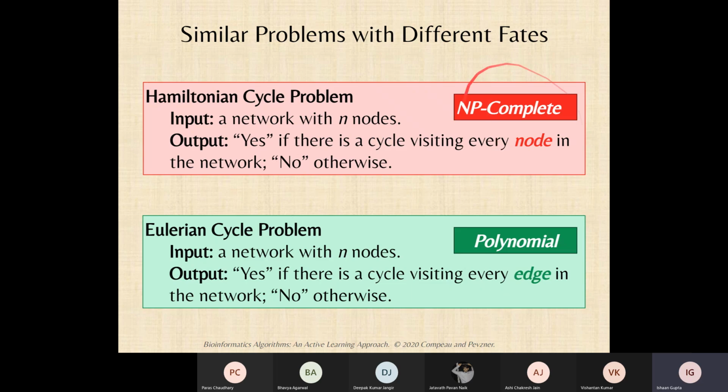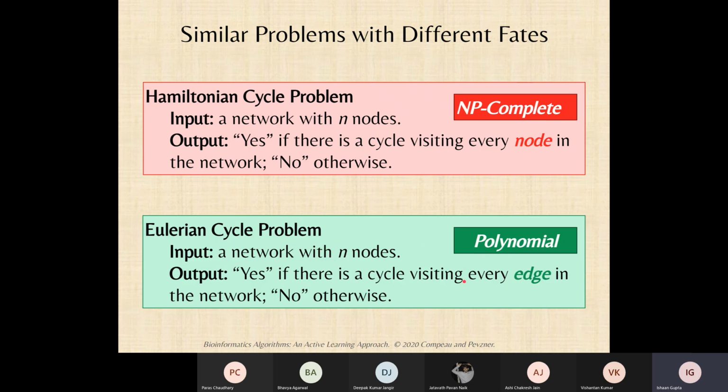These problems are non-polynomial time problems, but have a solution existing, right? We know that a Hamiltonian path exists. So these problems can be solved, but they will be solved in non-polynomial time. They are called NP complete problems. So say you have a network of n nodes and the output is yes, there is a cycle existing which visits every node, and no otherwise, basically there is no cycle existing.